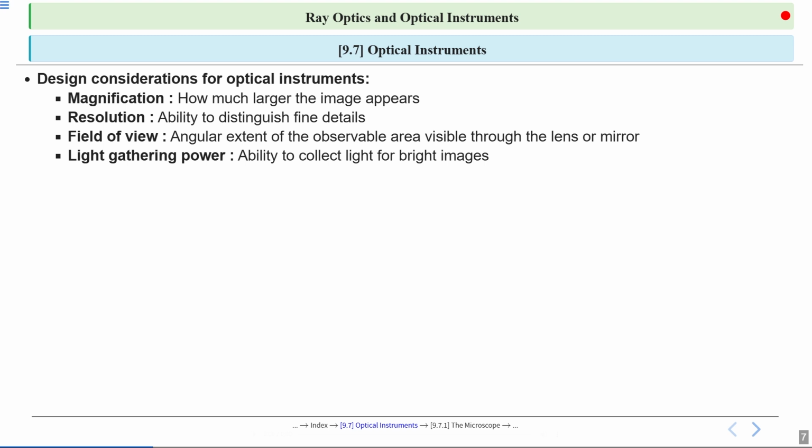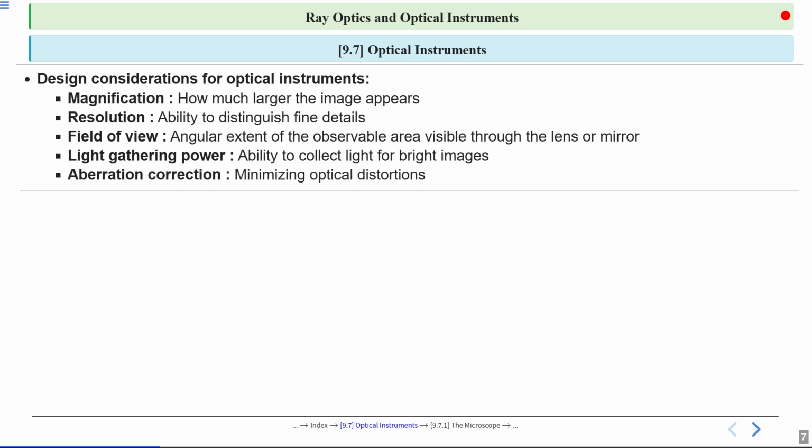Another important factor is light gathering power. This is the instrument's ability to collect light, which is essential for producing bright images, especially in low light conditions. Imagine trying to see in the dark. The more light you can gather, the better you can see. Also night vision cameras gather more light. The light gathering power of the lenses used in these cameras is more, so they gather more light in low light conditions, and the image formed is bright.